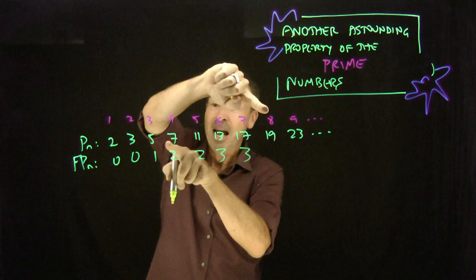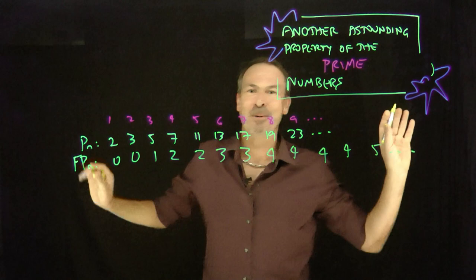4 of them. Smaller than 9? 4 of them. 4, 4, 5. You can keep on going. Great, great, grand, and good. Now take the frequency sequence of the frequency sequence of the prime numbers.